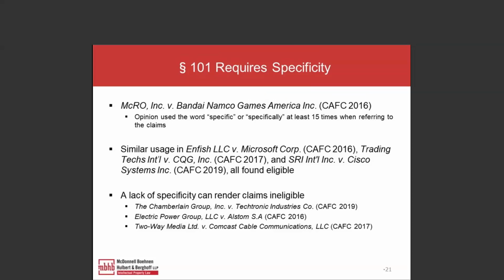Now, on the converse, a lack of specificity in claim language can in fact cause the Federal Circuit to find those claims ineligible. And that was the case in the Chamberlain case, in Electric Power Group, in Two-Way Media, and a whole long list of additional cases. So what this tells me is that the Federal Circuit, when it applies the 101 test, is actually applying some form of a specificity test, even though that's not part of Alice at all.